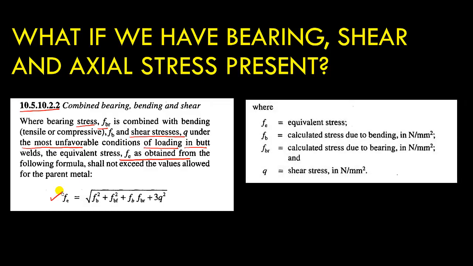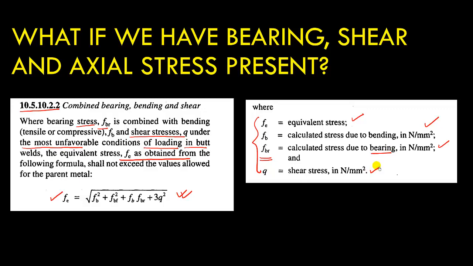The different terms in this expression are given here. f_e is the equivalent stress, and f_v is the stress due to bending, in Newton per mm square. f_vr is the stress due to bearing, and q is the shear stress, in Newton per millimeter square.